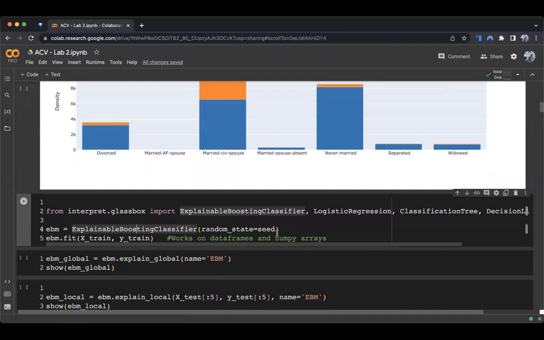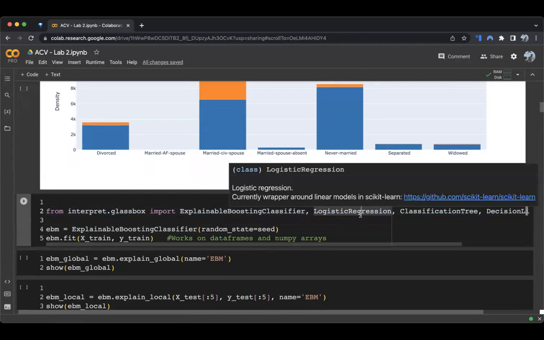After that, we reach the actual building of the classifiers. The good thing is Interpret comes with similar models to sklearn. Everything you see in sklearn, you can find here as an explainable model. So here it has its own logistic regression. It is trained in the same manner.